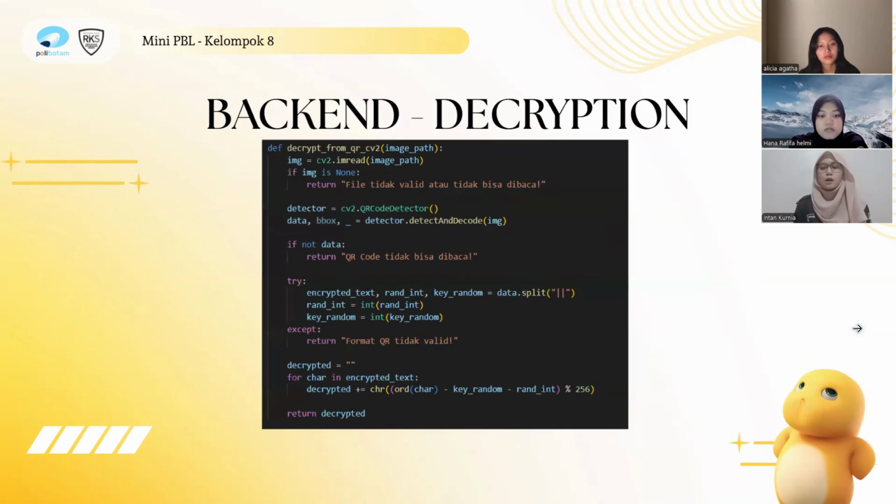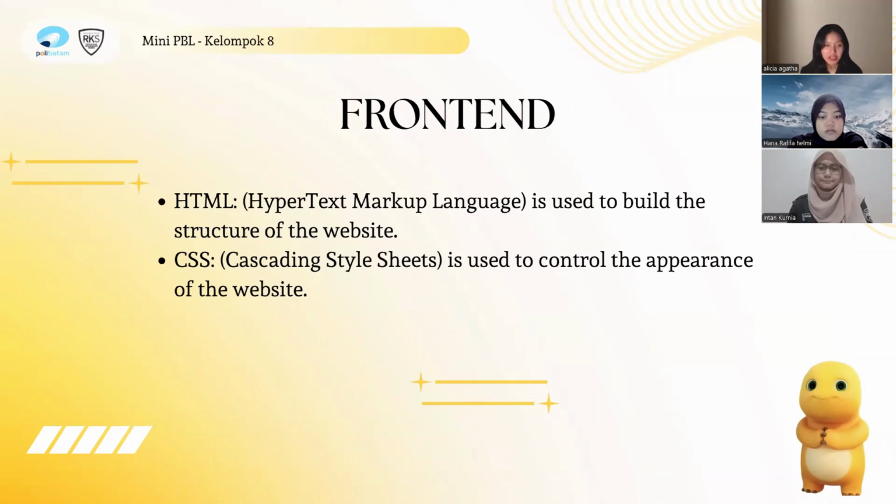Okay, let's move to the front-end programs that we use in this web application. There are two of them, which are HTML and CSS. The first one, HTML or hypertext markup language, is used to build the structure of the website, such as making the headings, forms, buttons, and also the text fields. And then the second one is CSS or cascading style sheets, which is used to control the appearance of the website, such as designing the layout, picking the color for the elements, managing the spacing, and other visual styles.